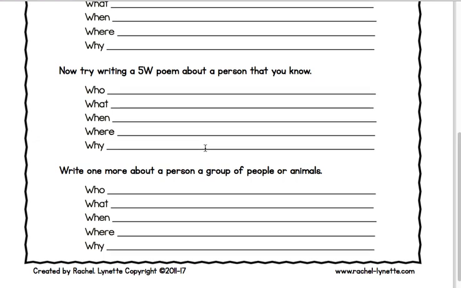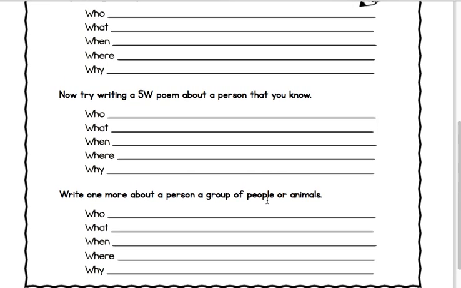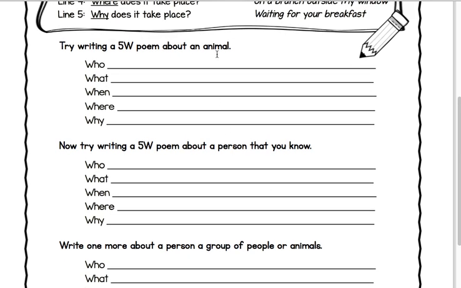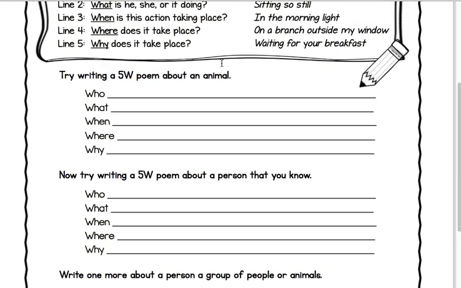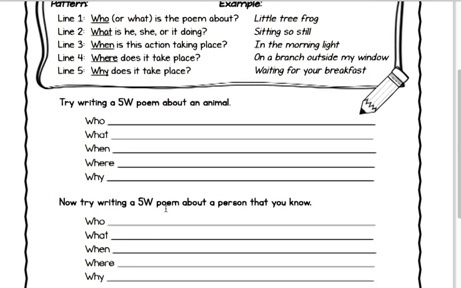So now it's going to ask you to write a couple of these poems. You don't have to do 3 of them, but do 2. Do one on an animal, like I did with the horse, or they showed you here with the little tree frog. And then write one of the poems about a person that you know.